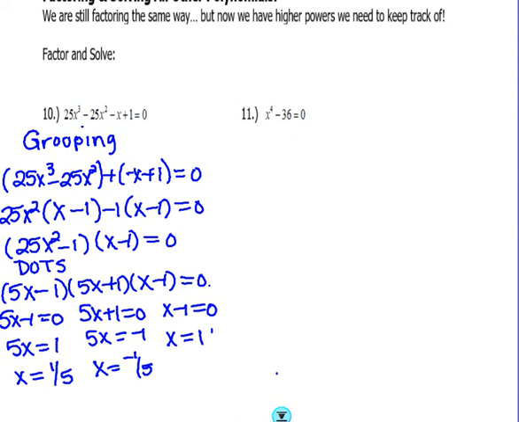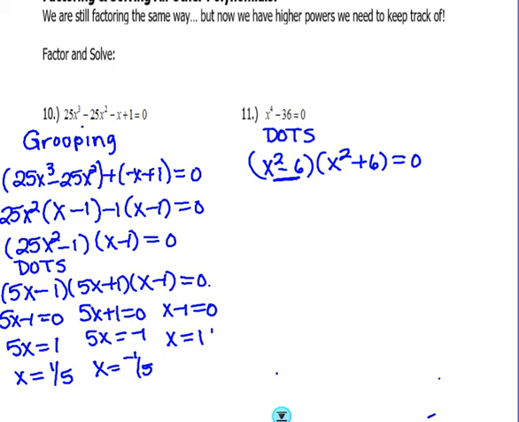All right, number 11. All right, I see it's a difference. X to the 4th and 36 are both perfect squares, so this would be an example of difference of 2 squares when I factor it. So I'm going to get x squared minus 6 and x squared plus 6. All right, well, 6 is not a perfect square because this possibly could factor again because it's a difference, but since 6 is not a perfect square, that's as much as I can factor it.